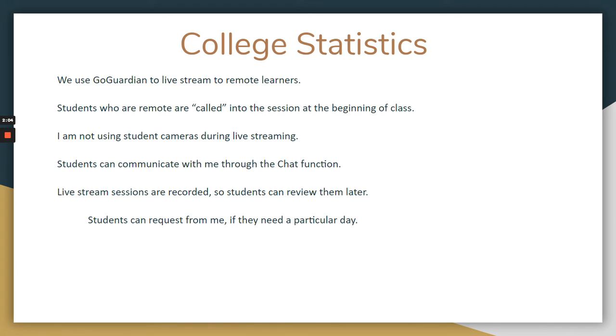We use GoGuardian to live stream to remote learners. Anybody who's not physically sitting in my classroom at the time will be called, which means they get clicked on for their name, and they will then be brought into the live stream. I use my microphone and I share my screen, so that's what they can see. I can see their screens only. I don't turn student cameras on during live streaming. But students can communicate with me through the chat function, so they have that ability.